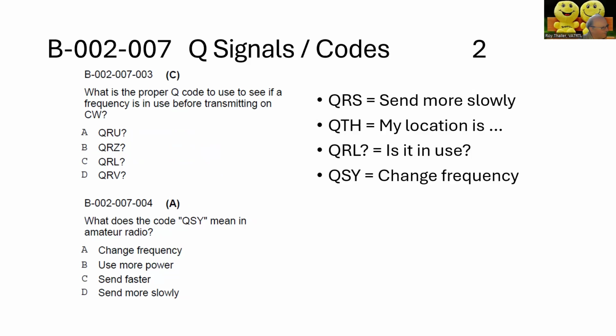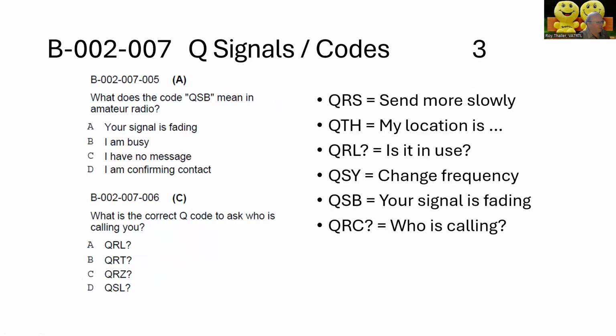What's the Q code used to see if a frequency is in use before transmitting on CW? So that would be QRL. You can have it either as a question mark or as a statement. So it's QRL question mark. What does the code QSY mean? So QSY means change to another frequency. What does the signal QSB mean? That means your signal is fading.